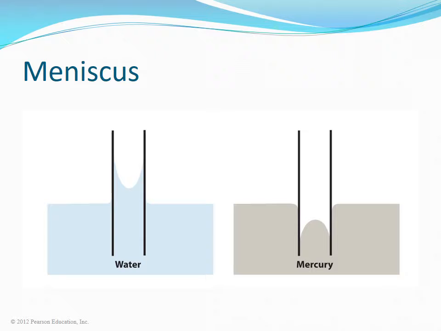Convex menisci occur, for example, between mercury and glass in barometers and thermometers. When both adhesive and cohesive forces are equal, the surface is horizontal. For example, distilled water in a silver vessel.